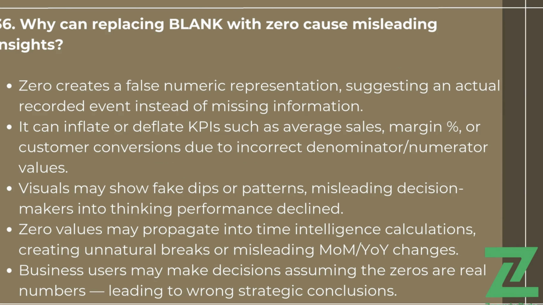36th question. Why can replacing blank with zero cause misleading insights? Zero creates a false numeric representation, suggesting an actual recorded event instead of missing information. It can inflate or deflate KPIs such as average sales, margin percentage, or customer conversions due to incorrect denominator or numerator values. Visuals may show fake dips or patterns, misleading decision makers into thinking performance declined.